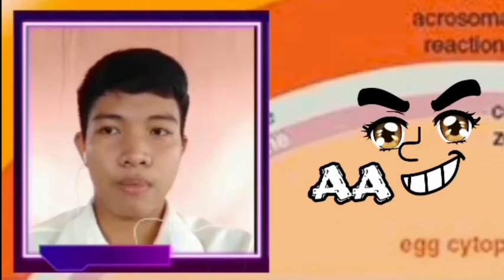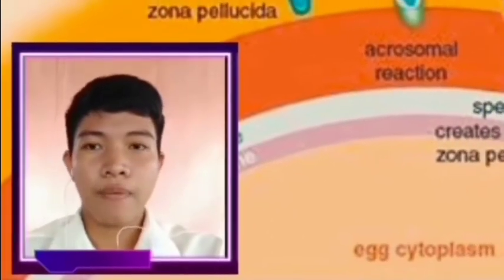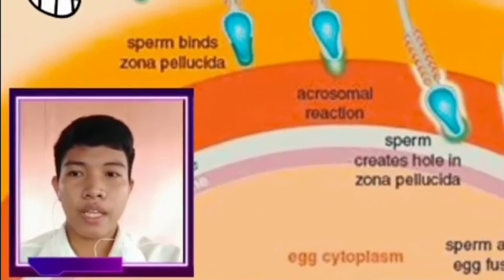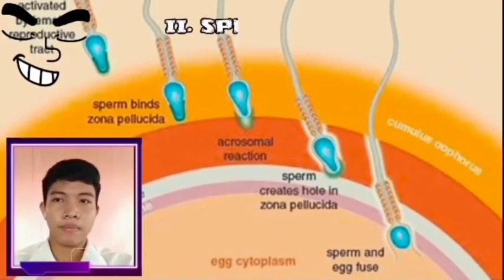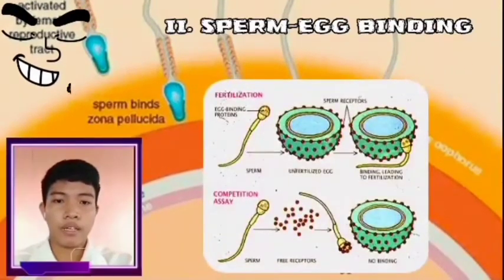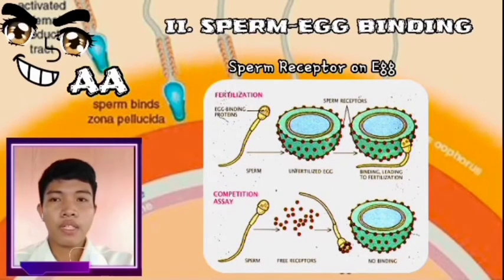In humans, the process of sperm-egg binding is not so simple. The complicating factor is the thick zona pellucida, which keeps sperm from binding close to the egg plasma membrane. Sperm receptor on egg. Dr. Paul Wassarman used a competition assay to isolate and identify the factor in the zona pellucida that was involved in sperm-egg binding.